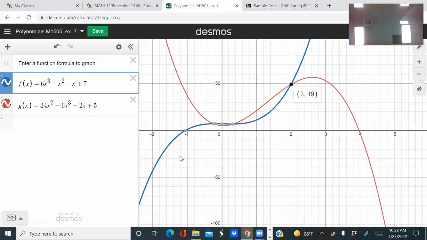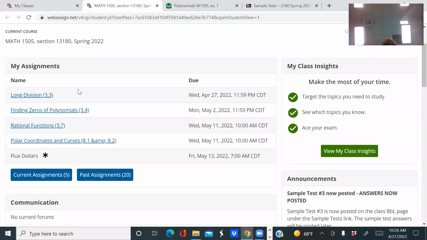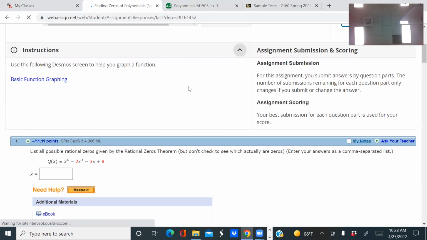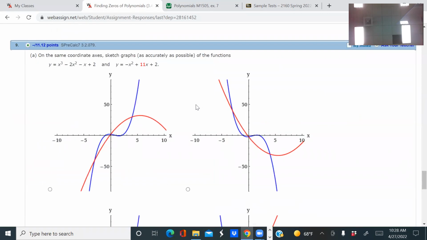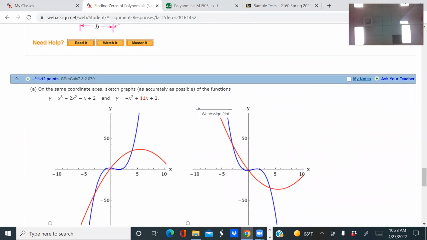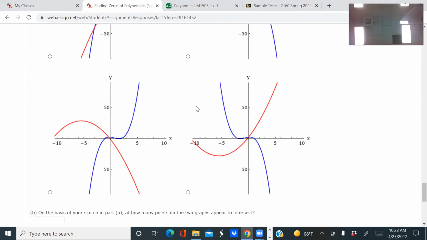So let's go back and open the homework. Let's think about the problem from the homework. It's the last one. Yeah. Okay. All right. So on the same coordinate axis, sketch these graphs. All right. So we could graph those two.